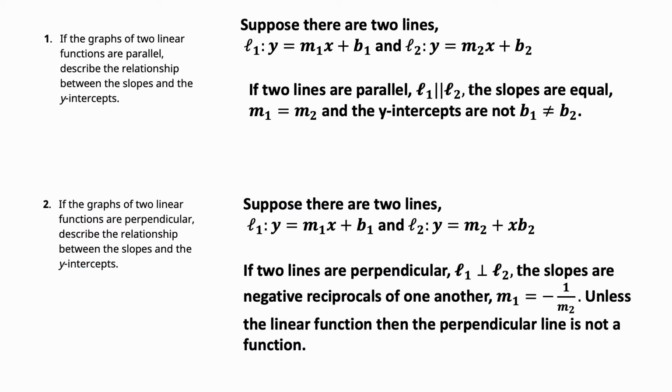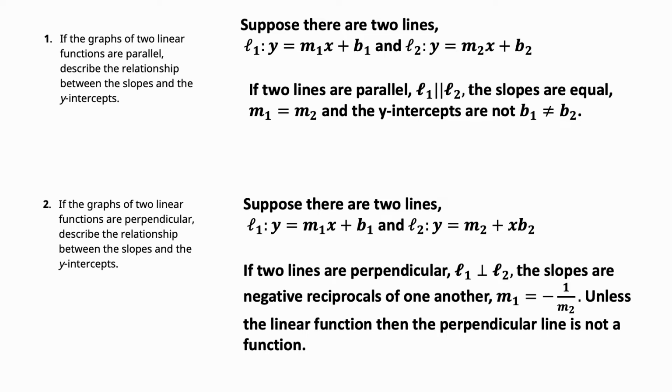All right. If the graphs of two linear functions are parallel, describe the relationship between the slopes and the y-intercepts. Notice that if I have two lines, line 1, y equals m1x plus b1, and line 2, y equals m2x plus b2, and I know they're parallel, what makes them so is that the slopes are the same. But it also means that the intercepts are different, because if the slopes are the same and the intercepts are the same, then it's just the same line. So I don't know if we'd really call that parallel. To be parallel, we're really thinking slopes the same and the intercepts different, so it's two different lines.